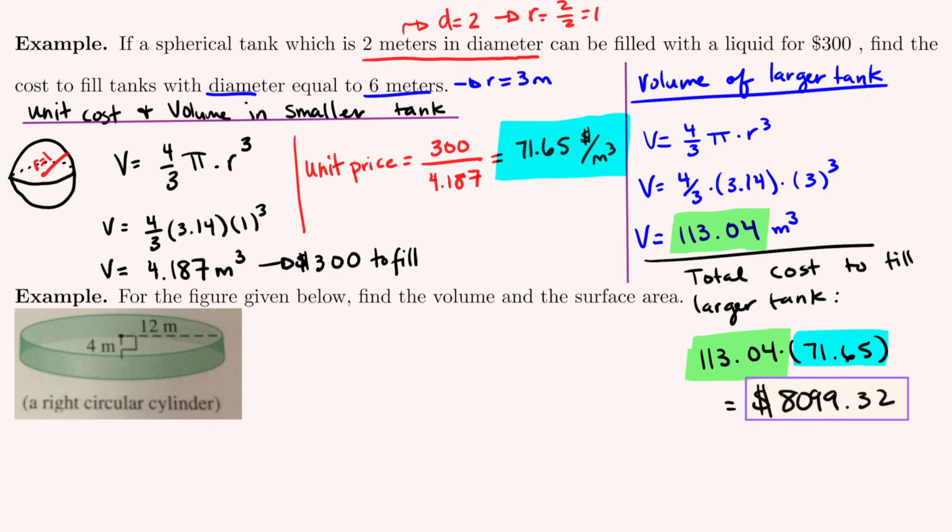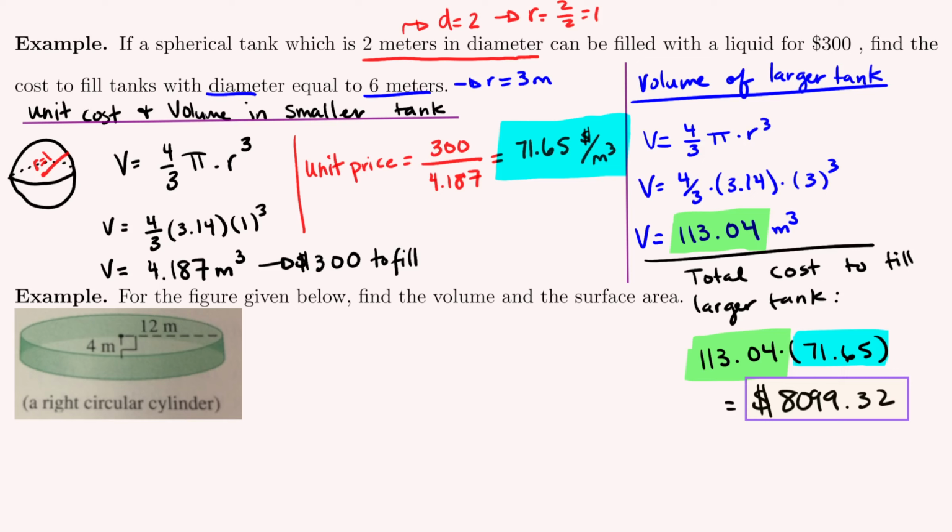So the key aspects to this problem is we are given information about the cost to fill up a smaller sphere. From that, we were able to find the unit cost. How much does this particular material cost per cubic meter? Once we found the unit price for this material, we could then, if we knew the volume of the larger tank, take that volume times the unit cost and get the cost of filling up the larger tank's material.